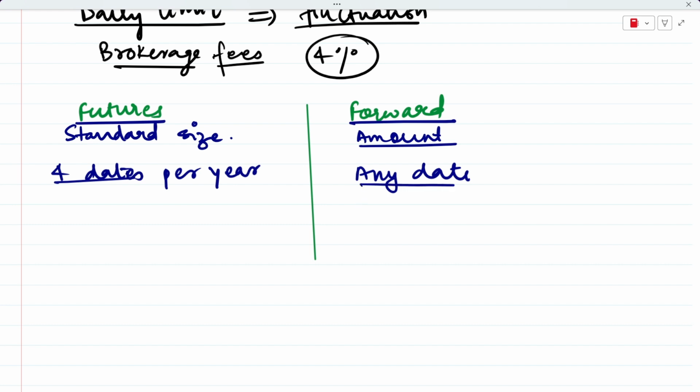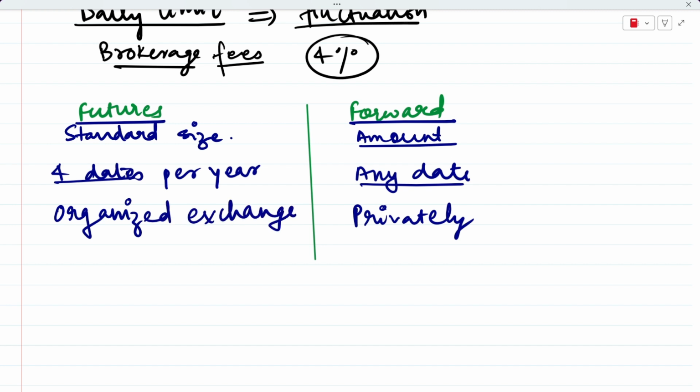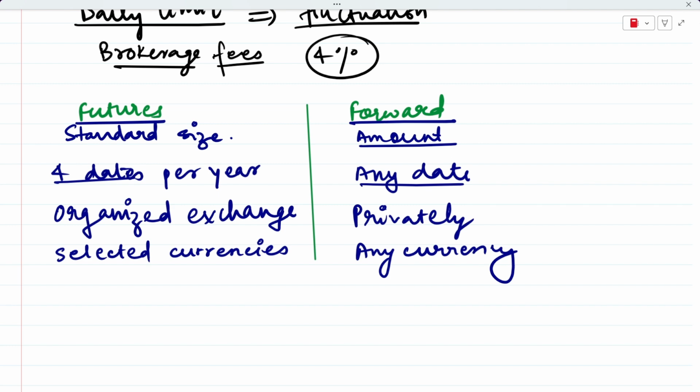Forward happens privately between two banks or between banks. This happens privately, but futures happen on an organized exchange. Then, as we know, futures only pick some selected currencies. Not all currencies are part of futures, but like we studied in forwards, your forward contract can pick up any currency. You can include any currency in your forward contract.